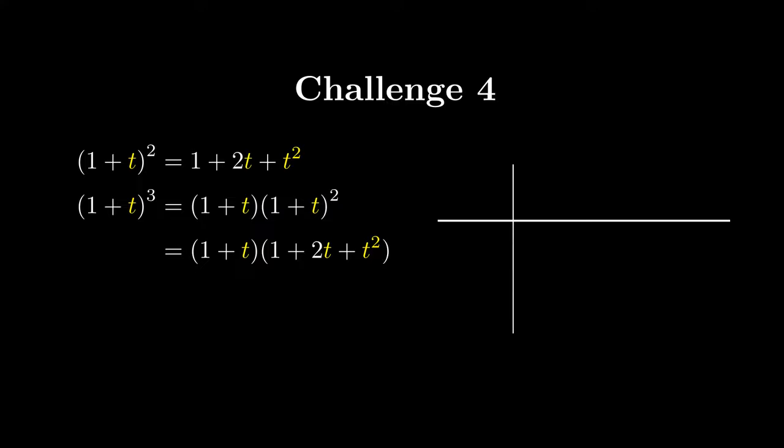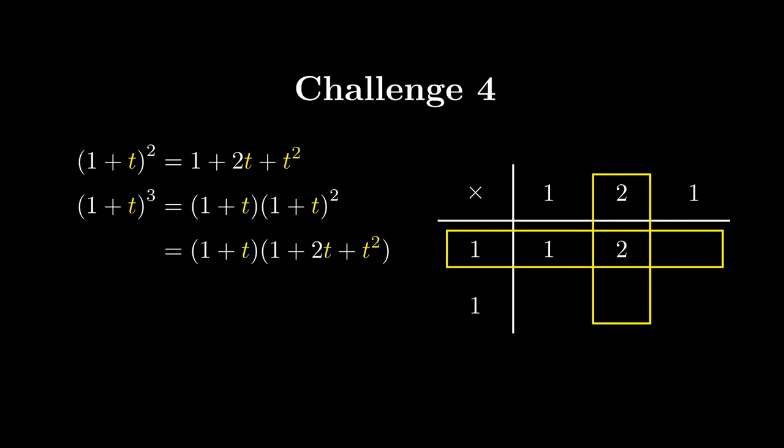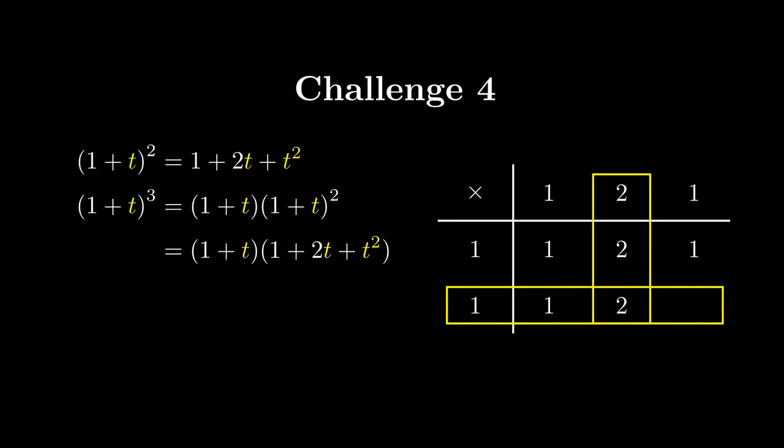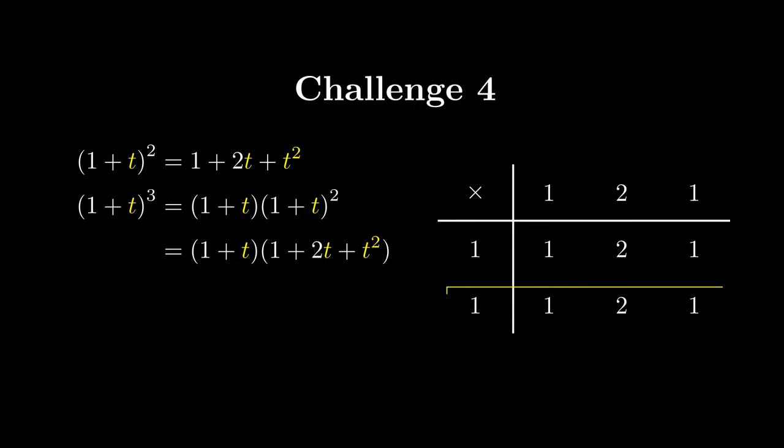This is a multiplication of two polynomials, which means we can apply the exact same strategy, placing the 1 and 1 on the left and a 1, 2, 1 on the top. Let's fill in the cells by multiplying the corresponding numbers. And in the second row, the 1 really represents a t. This means that we can multiply t across the board.